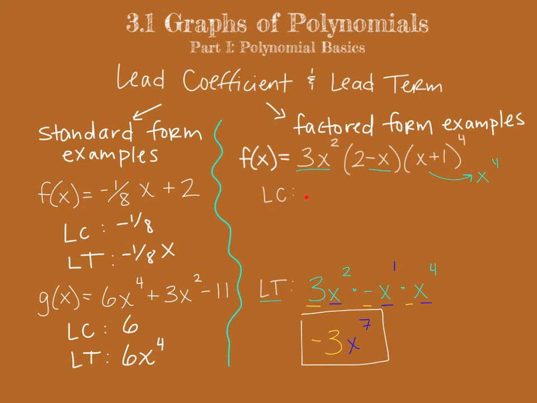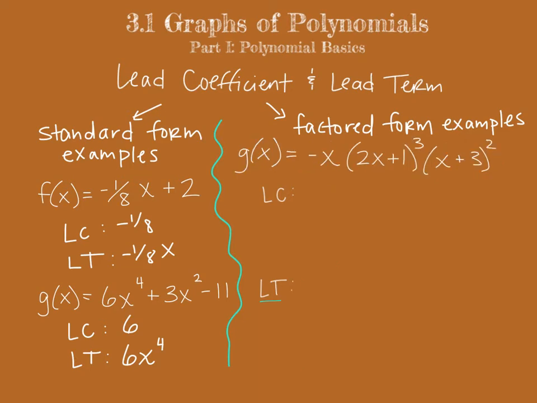Now, what's our leading coefficient? That's easy enough to see. It's going to be the coefficient of our leading term, which is -3. That's why I like to do the leading term first, because it's easy to see what the lead coefficient would be after that. Let's look at another example.